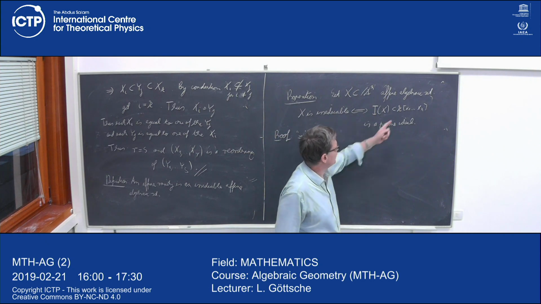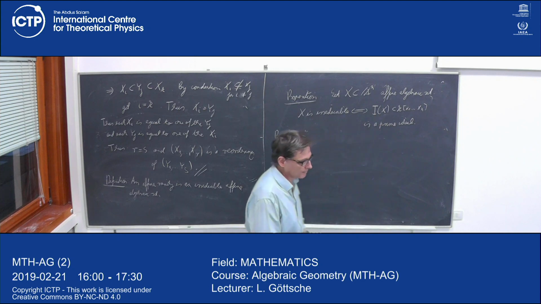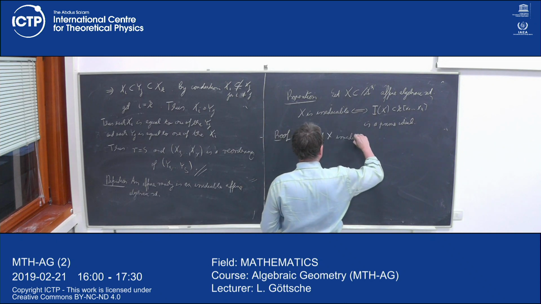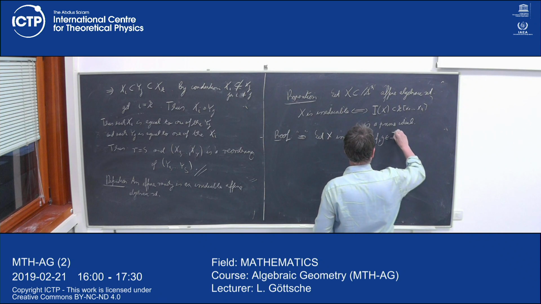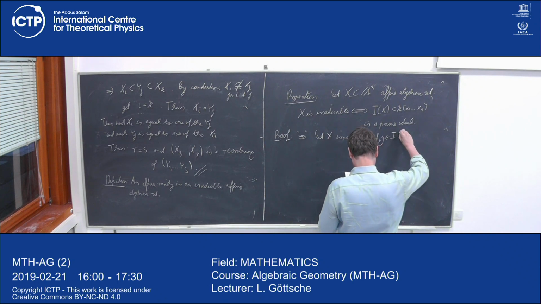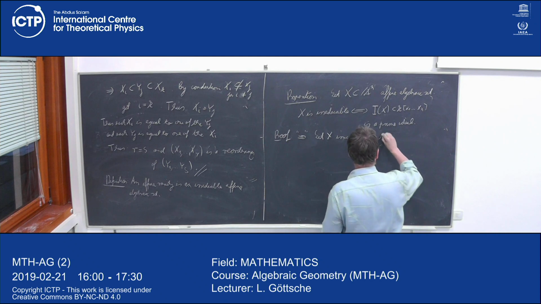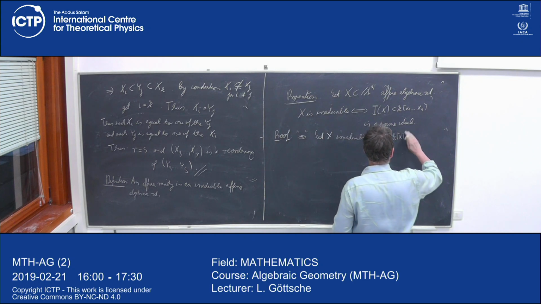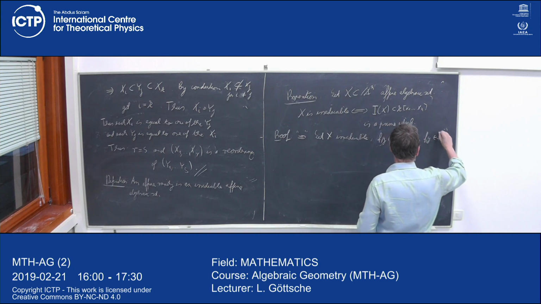That means if we have a product of two elements in k[x1,...,xn] which lies in I(X), then one of the two factors must lie in I(X). I hope you remember that, but if you don't, now you heard it again. So assume that X is irreducible. And we take two elements f and g in k[x1,...,xn] such that f times g is an element in I(X).